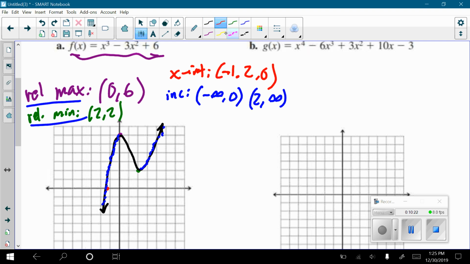Where is it decreasing? Well, it's decreasing between that max and that min, from an x value of 0 to an x value of 2. It's decreasing. So it's decreasing from 0 to 2.